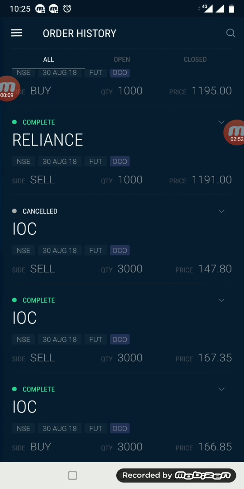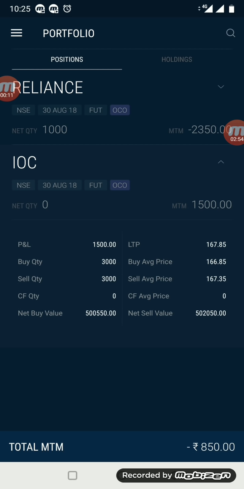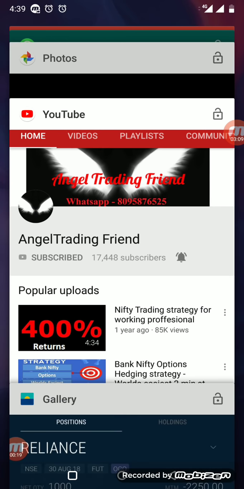Okay, so let us see the portfolio for today. Reliance is not going on. IOC, you can see that 1500 is done. By 10:25 your profit is done and you don't have to trade for the day. So this is the beauty of the strategy, friends. You just have to place the order and then just leave. Nothing else to be done.